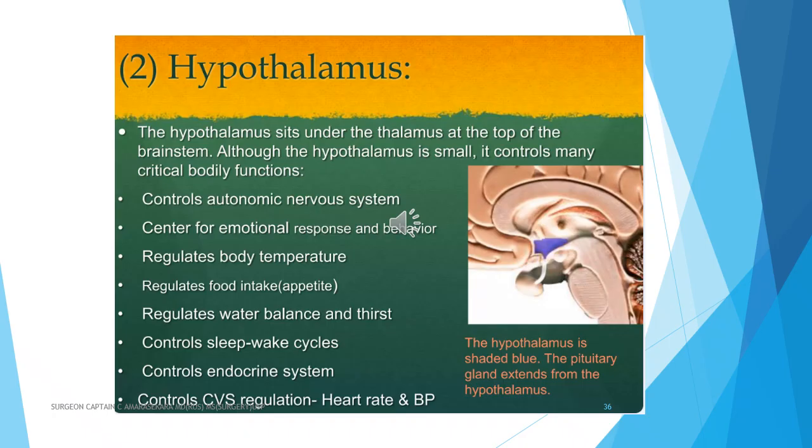The hypothalamus is the command center of survival, regulating everything from thirst to thermoregulation, emotion, and endocrine output. Its dysfunction can mimic psychiatric, endocrine, or autonomic disorders.